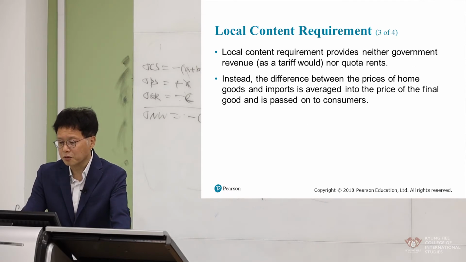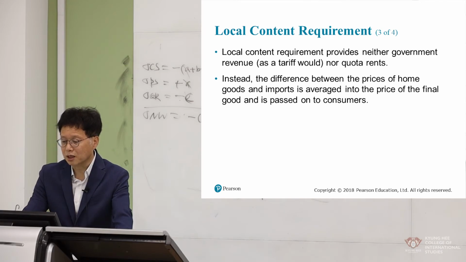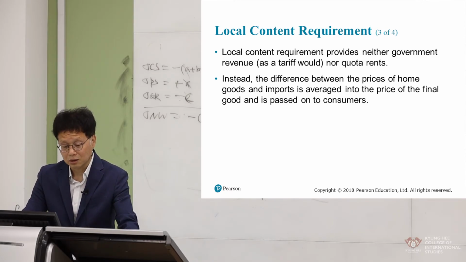Local content requirement provides neither government revenue nor quota rents. Instead, the difference between the price of home goods and imports is averaged into the price of the final good, the final cigarette, and is passed on to consumers. Okay?